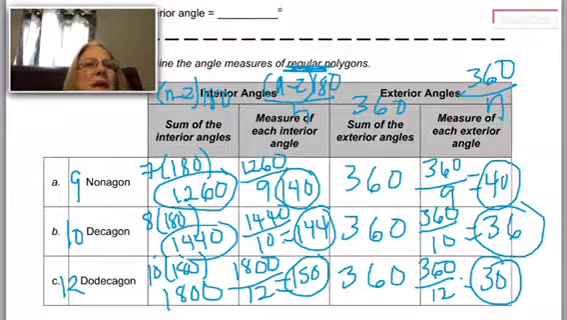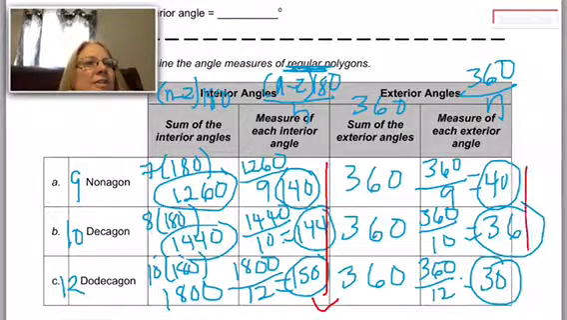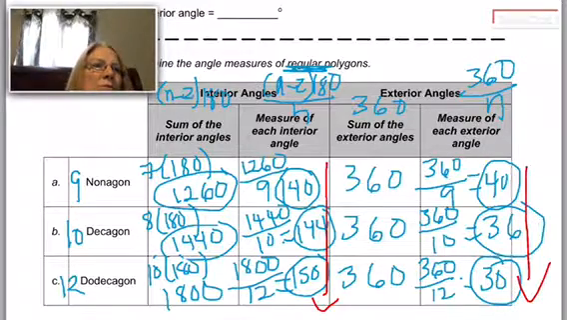Okay, so now we filled in our chart, and you'll see a pattern that emerges. As the number of sides goes up, the measure of each interior angle goes up. As the number of sides goes up, the measure of exterior angles, you can see, goes down. So just a pattern that you can recognize.